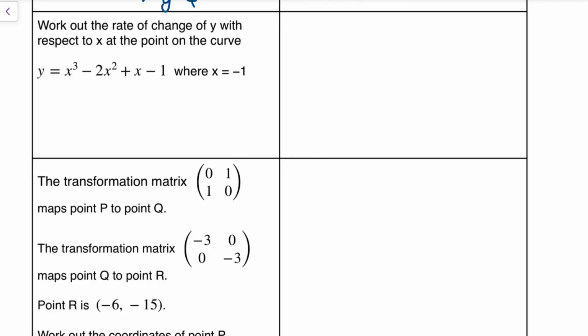Work out the rate of change. Well, this is code. Well, it's not really a code word, it just is. This is code for gradient. So you see that, work out the gradient. Even if you don't know what you're doing, you'll get a couple of marks for that. So work out the rate of change of y with respect to x at the point on the curve where x equals minus 1. In other words, what's the gradient?